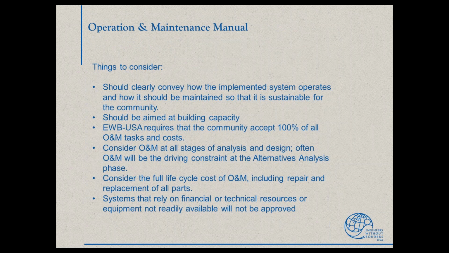So I'd like to just talk a little bit more about the operation and maintenance manual. Every project should include an operation and maintenance manual that provides information about how to operate the implemented system and maintain it well after the chapter closes the program in their community. The aim of this manual should be building capacity of groups such as the leadership committee, operation and maintenance staff, and individual households. And EWB-USA projects require that the community partner, the CBO, and the community members accept responsibility for 100% of all operation and maintenance tasks and costs.